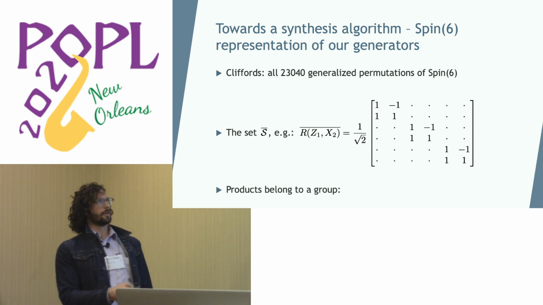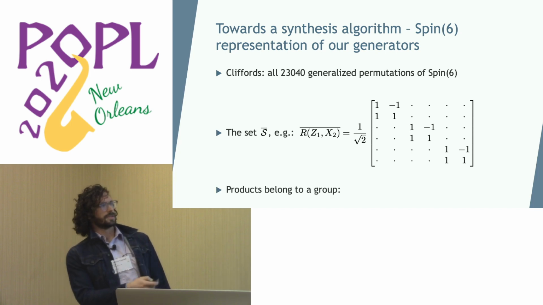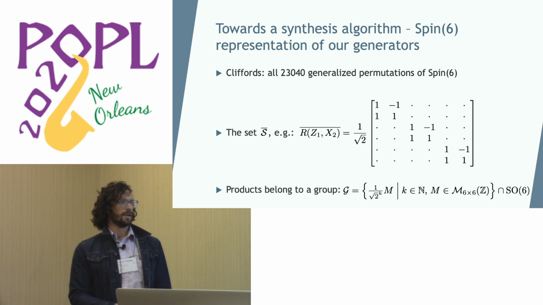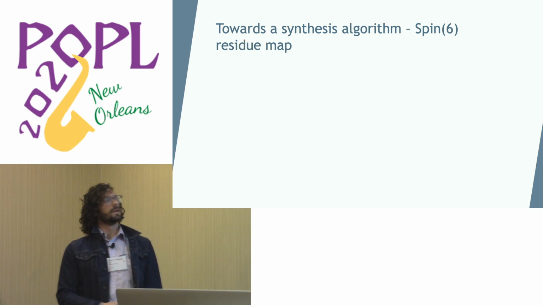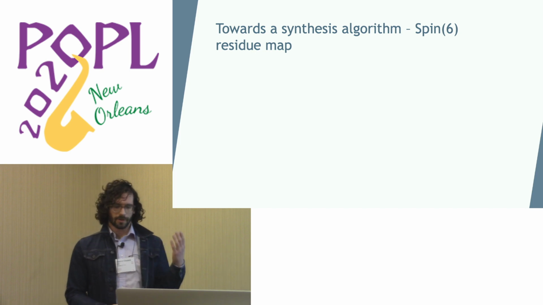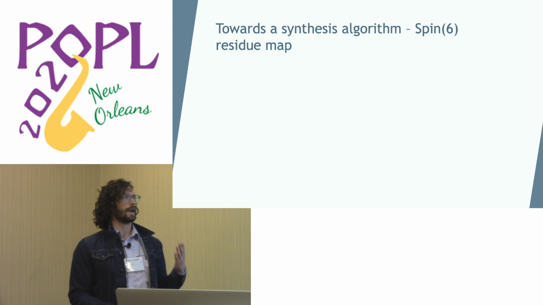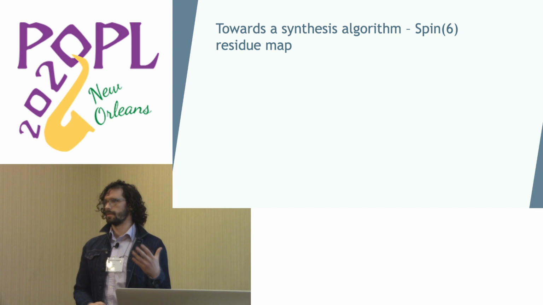And so if we were to take a product of Cliffords and anything in this set here, they belong to a group G, which is basically special orthogonal operators, which can be written as 1 over root 2 to the k times some matrix of integers M. And so we want a more convenient method for analyzing matrices over this group.